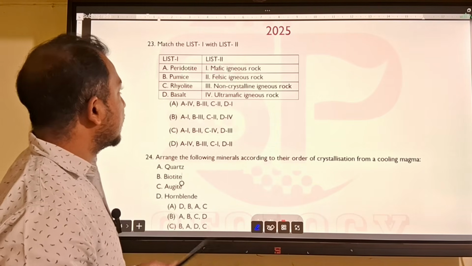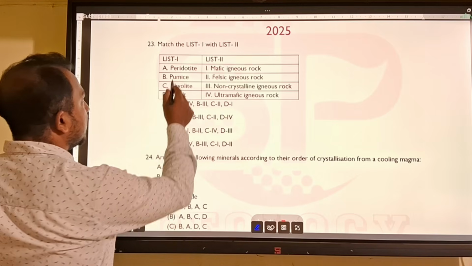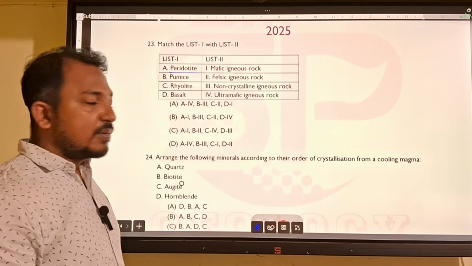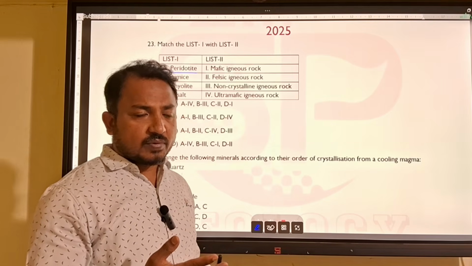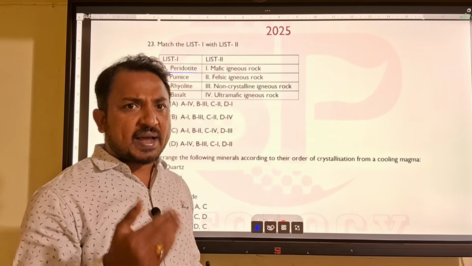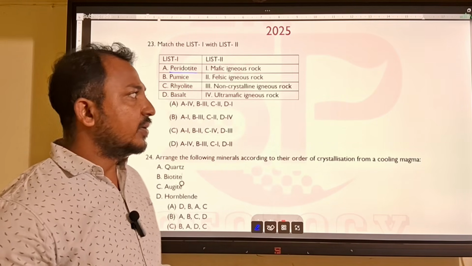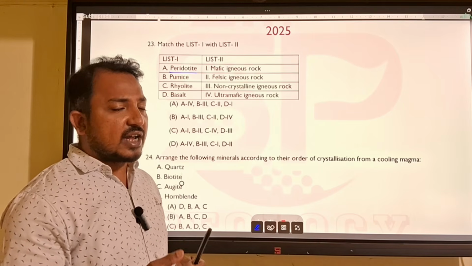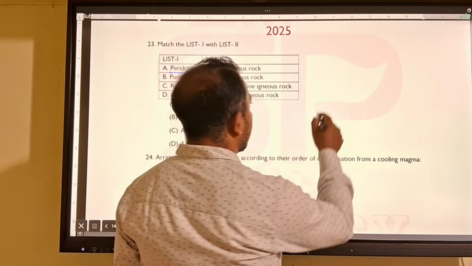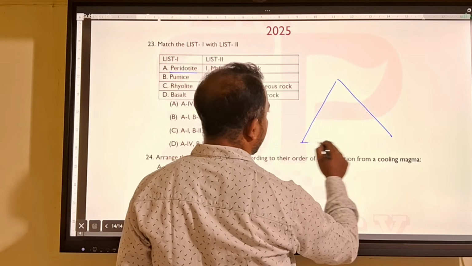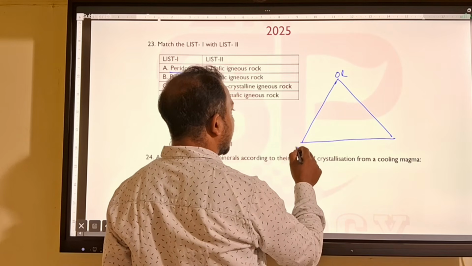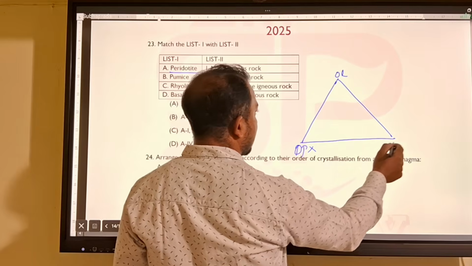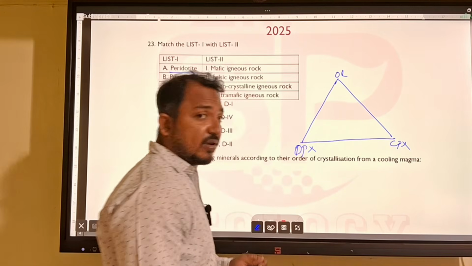So next we have a matching question. This is peridotites. Remember, peridotites are ultramafic rocks. Ultramafic rock means they contain 90% magnesium and iron content. We'll take the examples of harzburgite, wehrlite, websterite. They all are ultramafic rocks. We have a famous triangular compositional diagram for this: olivine, OPX, CPX. It is very important for all entrance exams.